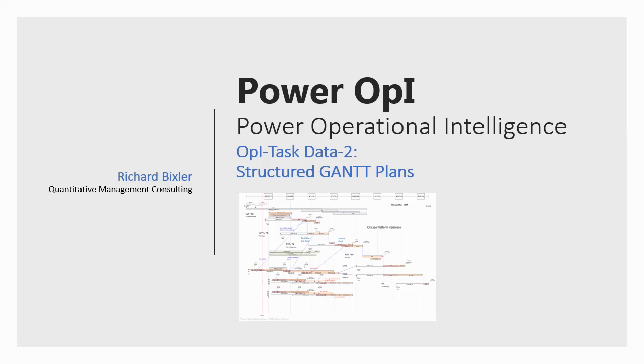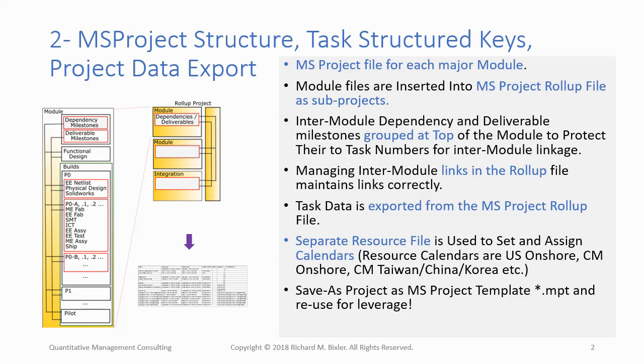This is Task Data Part 2, Structured Gantt Plans. I like to set up Microsoft Project Gantt plans with a high degree of structure. I suggest you design each as if it were a nicely structured software module and avoid randomly ordered logic. Of course, each recommendation on this page is my preferred practice and isn't required for correct operation of a PowerOpI project. These recommendations stem from bringing order to planning a large project, not from technical considerations.